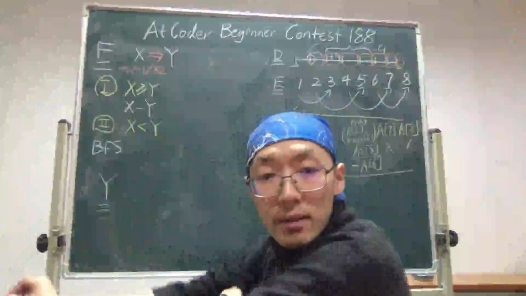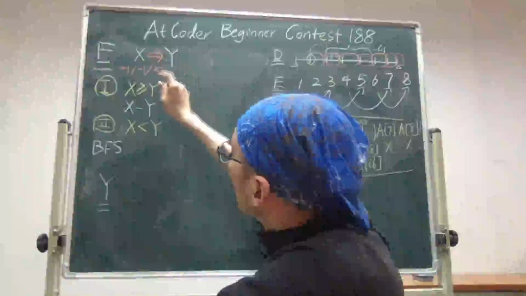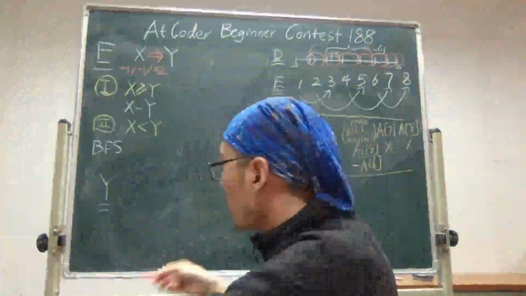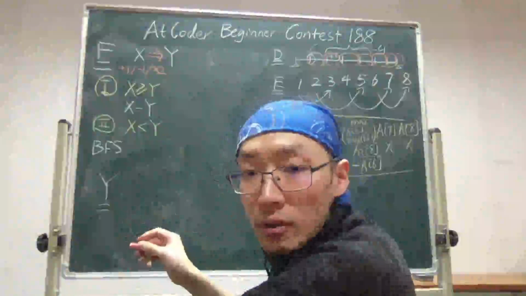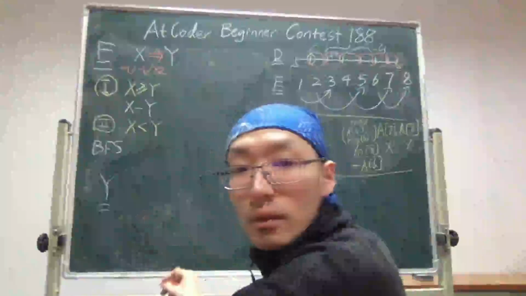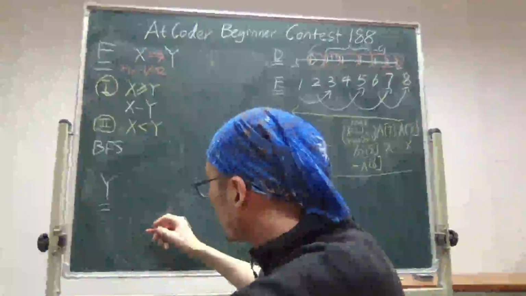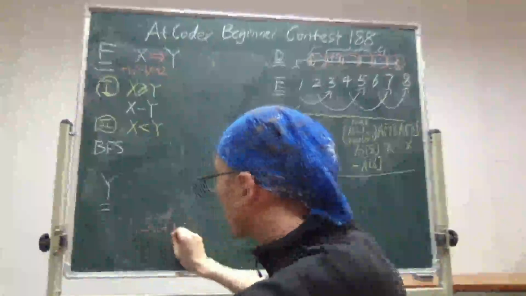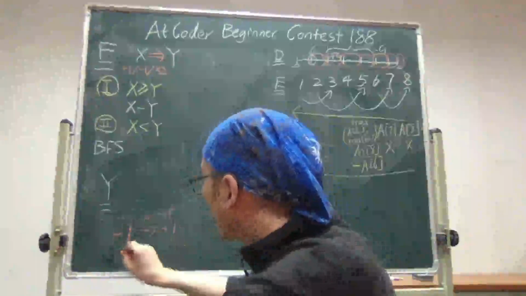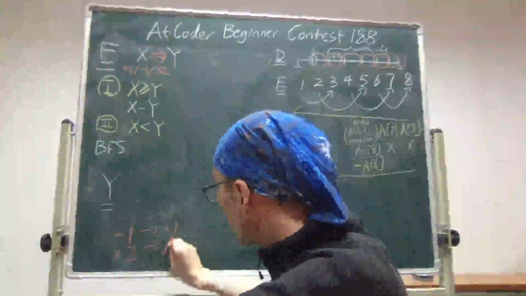So why is this different? Because now, the operations are changed. Plus 1 becomes minus 1. Minus 1 becomes plus 1. And times 2 becomes divide by 2.